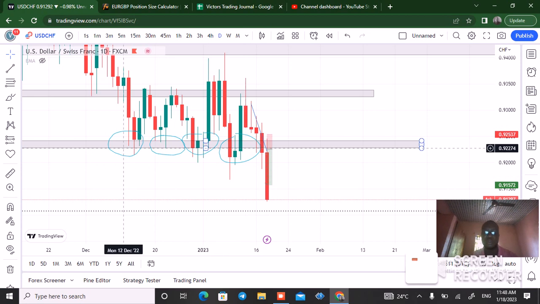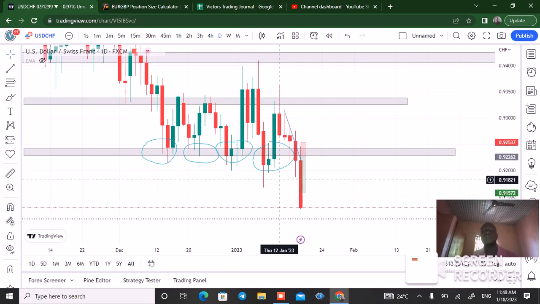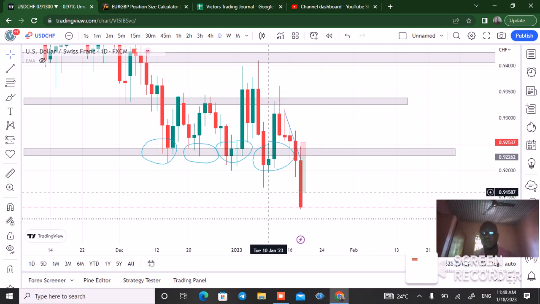And now, when price closes below a level of support, we understand that there is a high probability that the trend, whatever trend is happening, which is a downtrend, is going to continue. Okay, so that's exactly what I was looking for here. I was looking for the downtrend to continue.